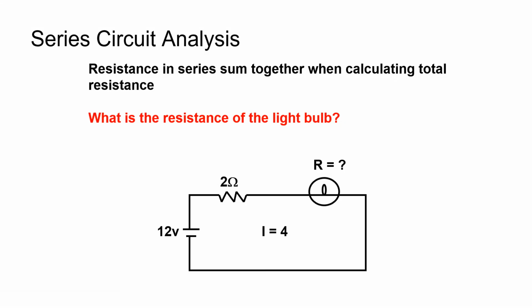Remember, resistances in series sum together when calculating total resistance. What is the resistance of the light bulb in this schematic? Our total resistance equals our voltage divided by our current, and our total resistance then equals 12 volts divided by 4 amps, or 3 ohms. If the total resistance equals 3 ohms and the value of one of the two resistors is given as 2 ohms, then the remaining resistor must equal 1 ohm.